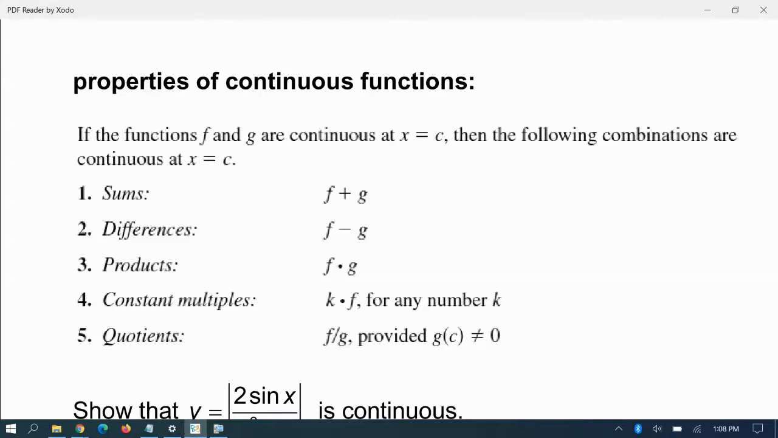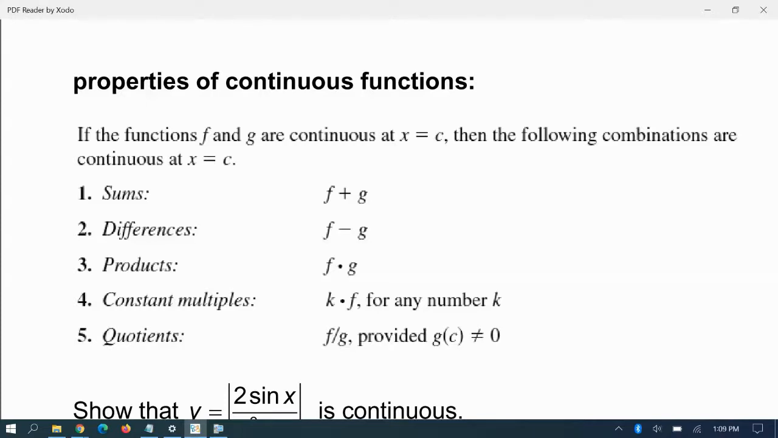Okay, so on this next page, we've got some properties of continuous functions. As an overall summary, if I have two functions that are continuous and I combine them in any way, I'm going to end up with a function that is continuous. When I say combine them, I mean add them, subtract them, multiply them, divide them, or multiply by a constant.